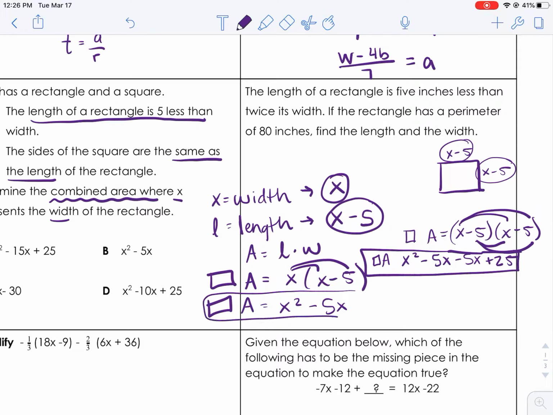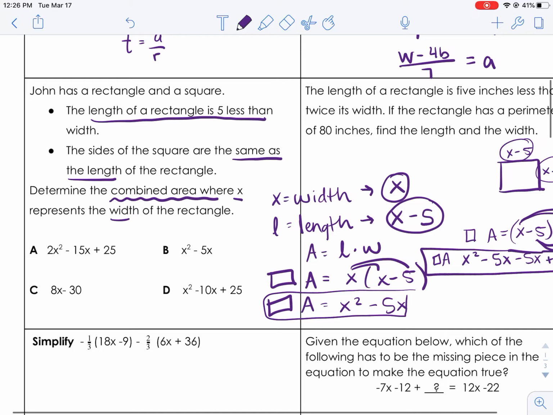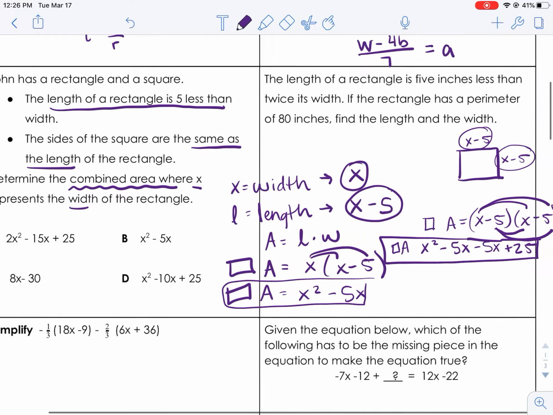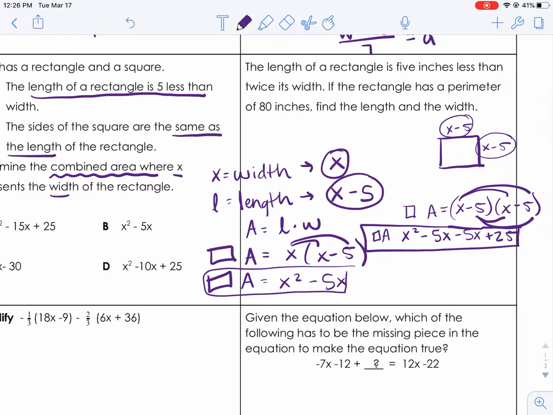And now we just need to combine those two areas, because remember, John wants to find his combined area of his square and his rectangle. So I am going to add those like terms. So I've got x squared and x squared. Remember, there's an imaginary 1 right there. So we're going to combine those, and it's going to give us 2x squared.